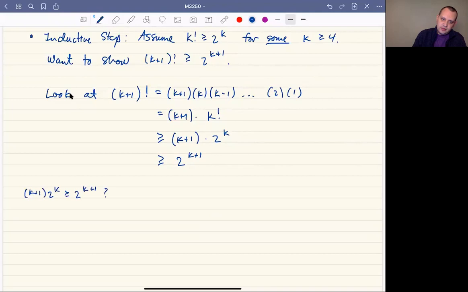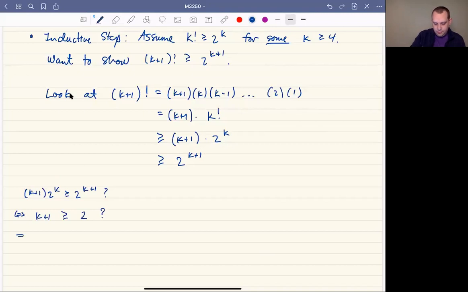So first we can cancel the 2 to the k's. I can divide the right and left side of this inequality by 2 to the k. And when we do that, this is equivalent to saying that k plus 1 is greater than or equal to, let's see, if I take 2 to the k plus 1 and divide by 2 to the k, we get 2. And so is that true? Is k plus 1 greater than or equal to 2?